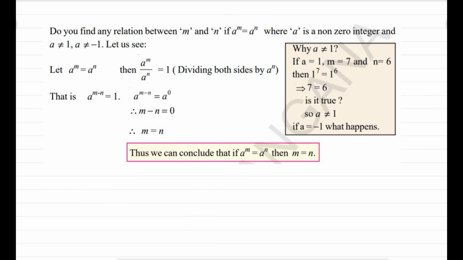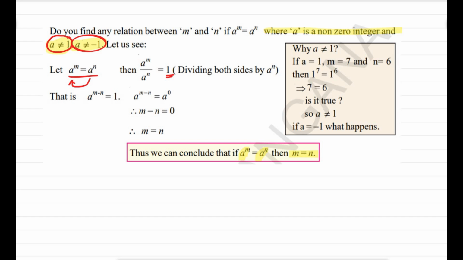Let us check out here a proof of the law, that is, if a to the power of m is equal to a to the power of n, then m is equal to n. Here a is any non-zero integer, and a should not be equal to 1 and a should not be a negative number. So let a power m be equal to a power n. Then transpose a power n to this side, that can be written as a power m by a power n is equal to 1.